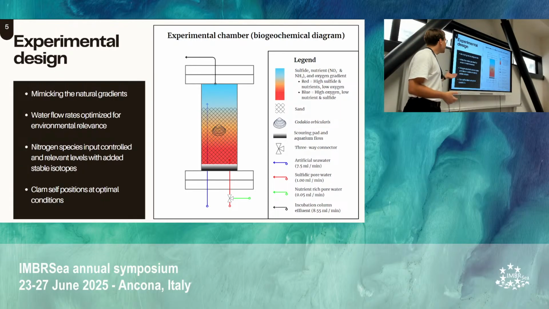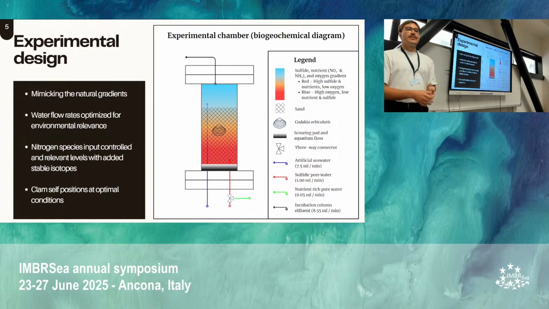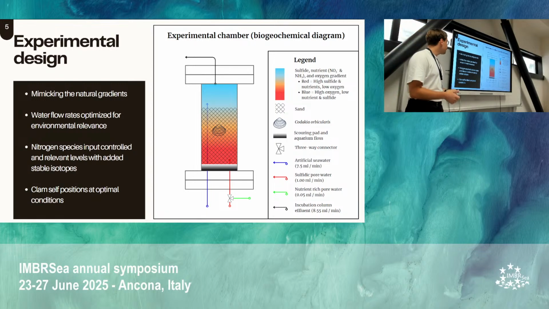We also had complete control over the nitrogen we put in, the amount of ammonia and nitrate, and we also used stable isotopes to be able to track the fate of these nutrients within the system and within the clams. The clam then self-positions within the gradient just like it does in nature, and it allows for these very biologically relevant experiments.